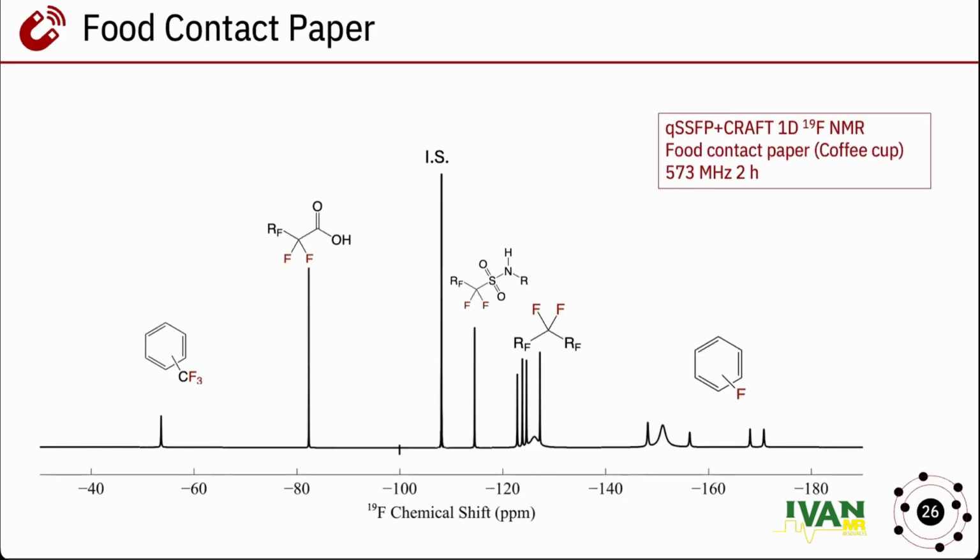I believe this is my last example, food contact paper. I was interested in whether or not TFA was going to be found within food contact paper. We didn't see it in this particular sample, and this is a recent sample, a recent coffee cup purchased on campus here. What we did see is there are still very high levels of other types of PFAS that we don't necessarily want next to our hot beverage in a coffee cup.